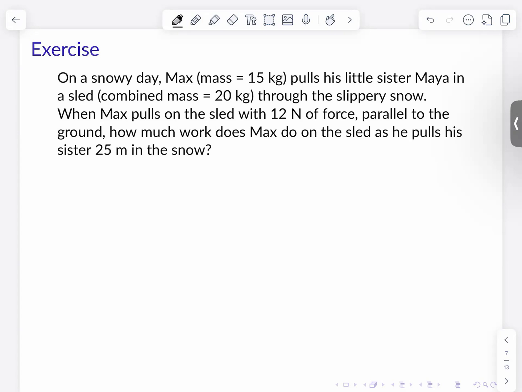Someone asked, I'm confused. Do I take the weight of the whole system? And the answer is, that depends on what I ask. If I asked what work is done on Maya, use Maya's mass. If I asked what work does weight do on Max, use Max's mass. If I asked what work does weight do on the system, you'd use the total mass. I specifically asked, how much work does the weight force on Maya do on her as she displaces? So use her mass.